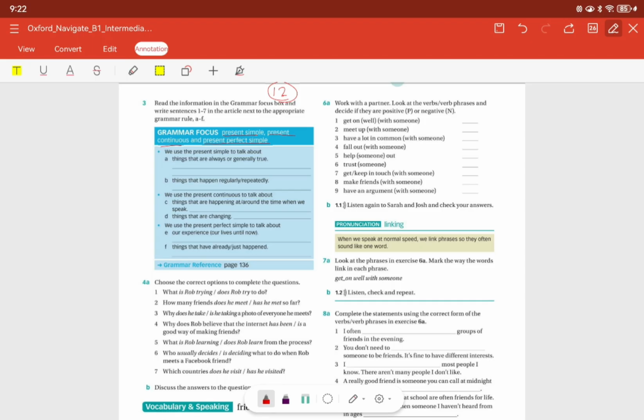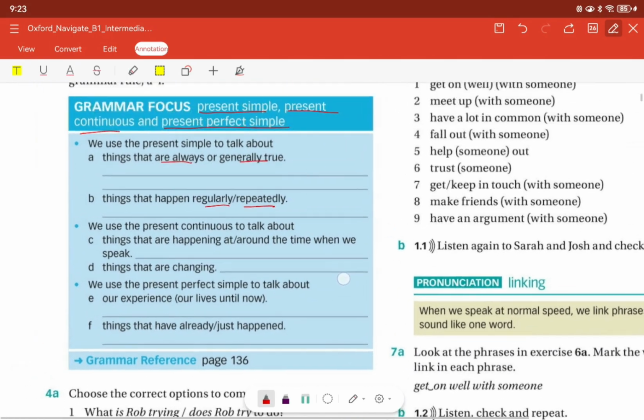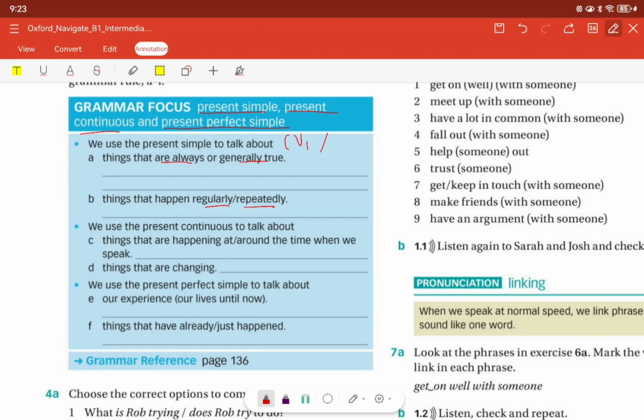We use the present simple to talk about things that are always or generally true. You might already know that it is also for things that happen regularly and repeatedly. So these are the key pieces of information on when we use present simple. When we talk about present simple, we use verb one, and if the subject is singular, we add s or es. I hope you remember it already.